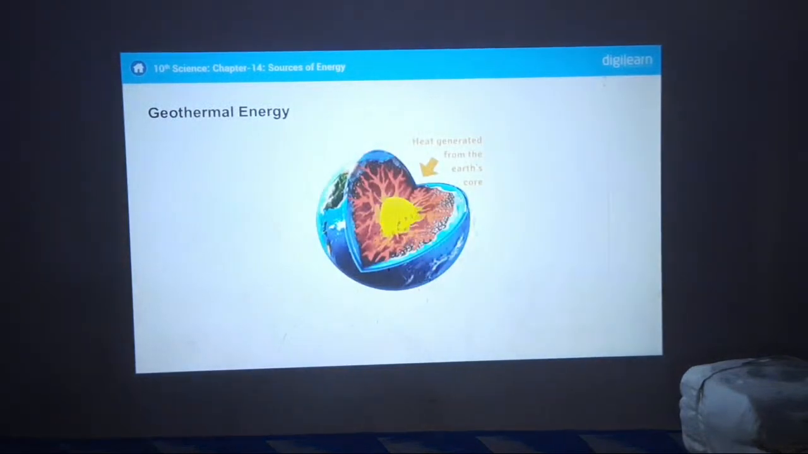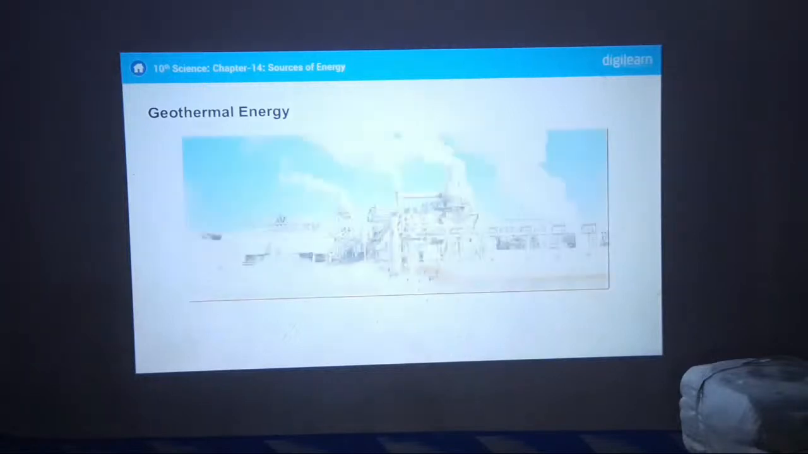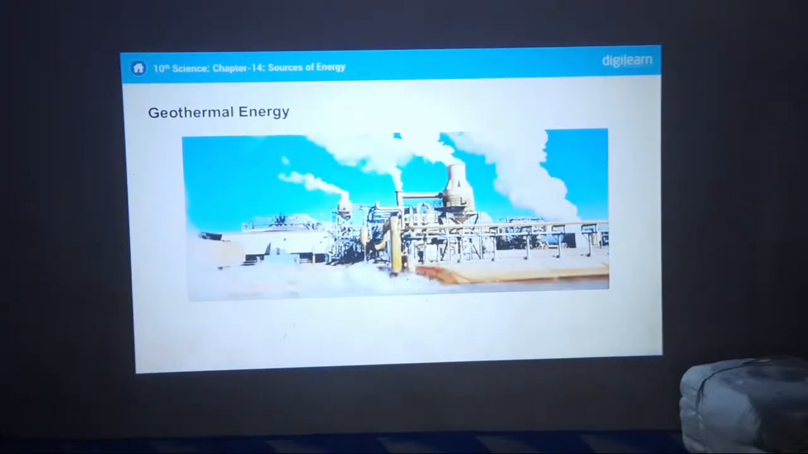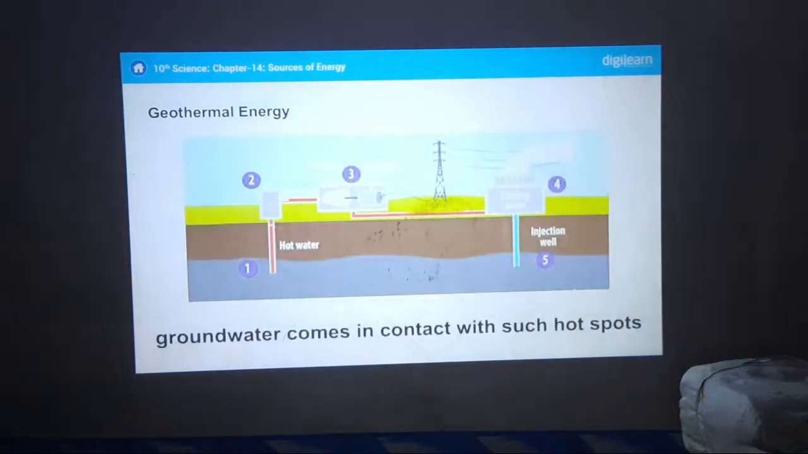Geothermal energy. The molten rocks from the inside of the earth are pushed up in certain regions of the earth. Such regions are called the hotspots of the earth. When groundwater comes in contact with such hotspots, a lot of steam is generated. This steam can be harnessed to produce energy. Many power plants in New Zealand and USA operate on geothermal energy.